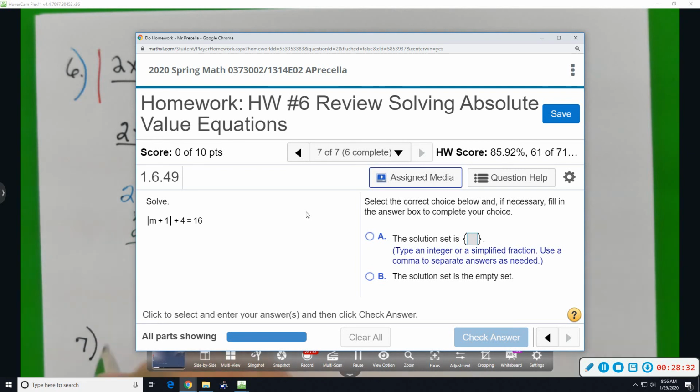Absolute value of m plus 1 plus 4 equals 16.